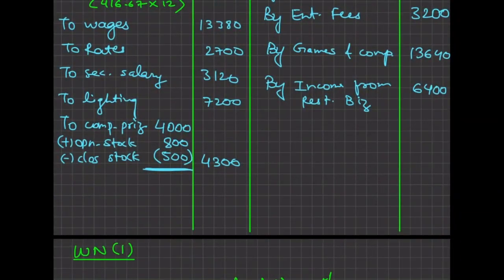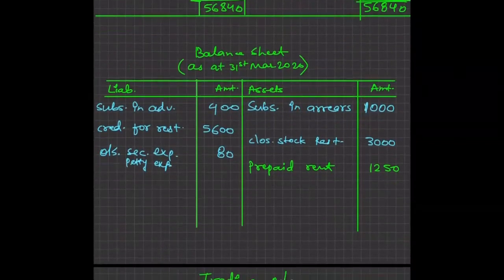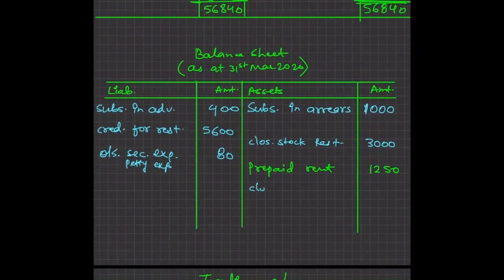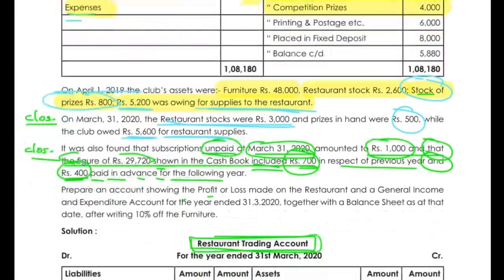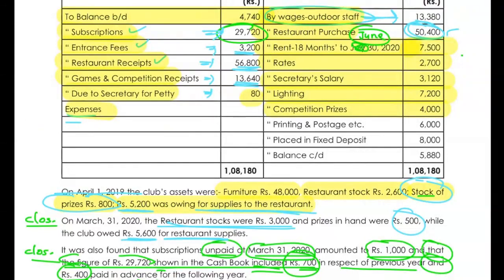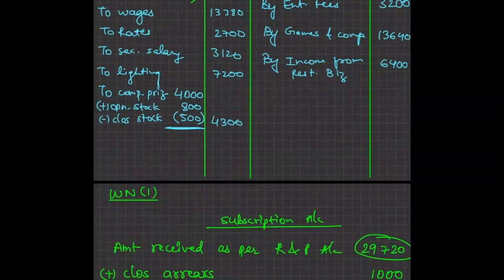So opening stock is added, closing stock is subtracted. Whenever you have such stocks, you need to consider this. And in the balance sheet also, you need to write closing stock of prices, that is rupees 500. That is left right now. Okay, moving on. Then we have printing and posting expenses of how much? 6,000. So in your income and expenditure, to printing and posting 6,000.